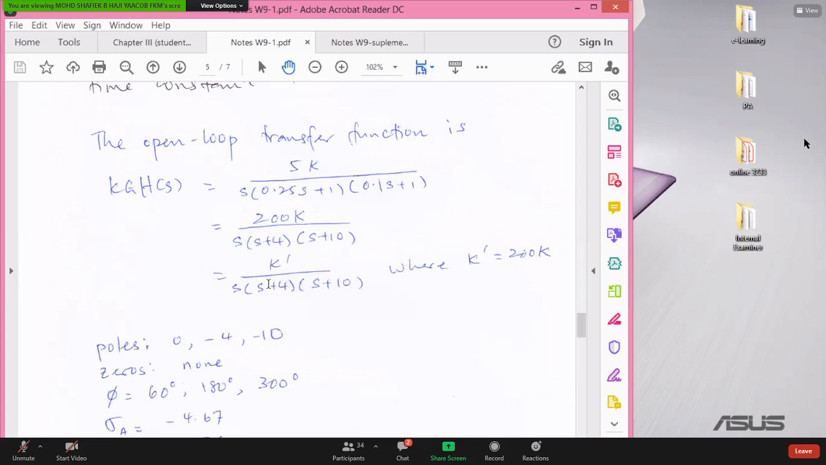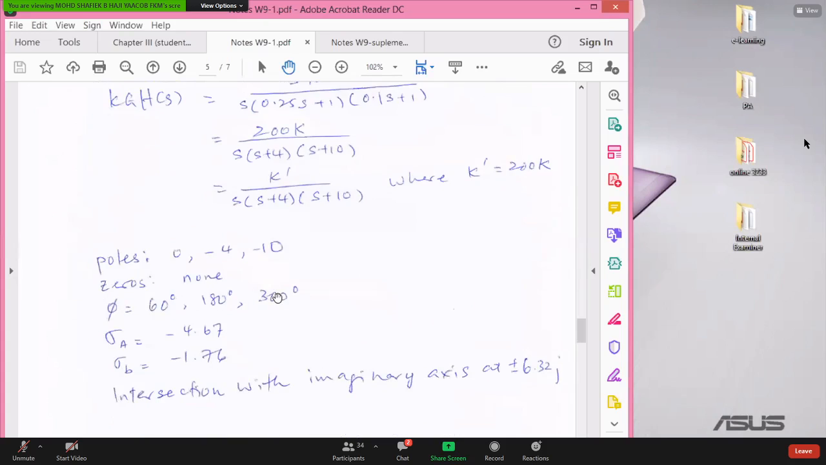Okay, so we are going to draw the locus diagram when k prime starts from 0 to infinity. So we locate the zeros and poles. There are no zeros; in the numerator, there's no s. So we have 3 poles, 1 at the origin, 1 at -4, 1 at -10. So we have 3 poles, no zeros. When you have 3 poles and no zeros, you're going to have 3 asymptote lines.